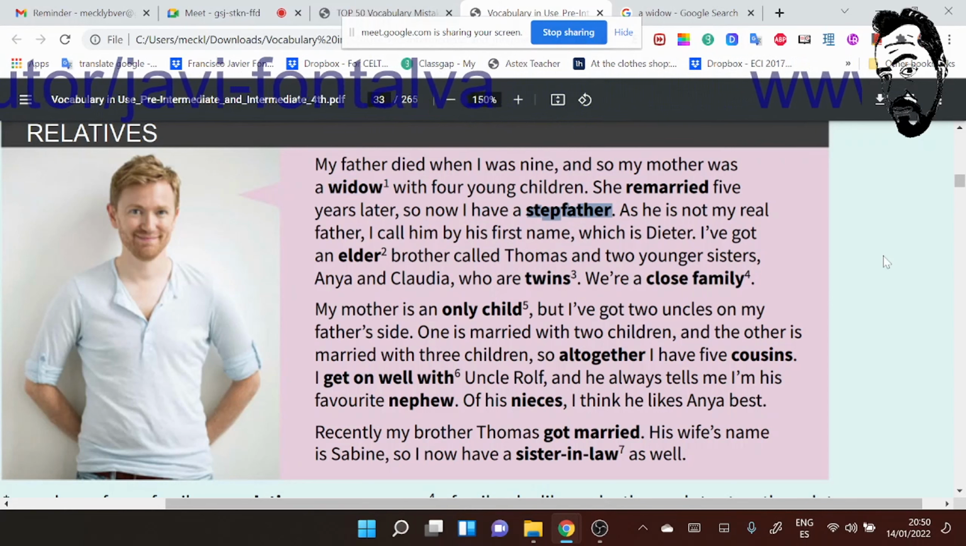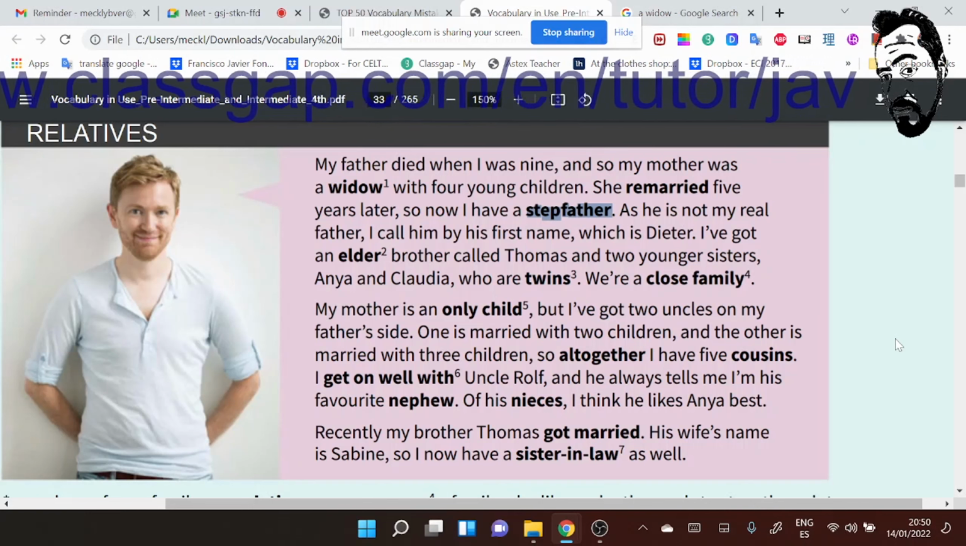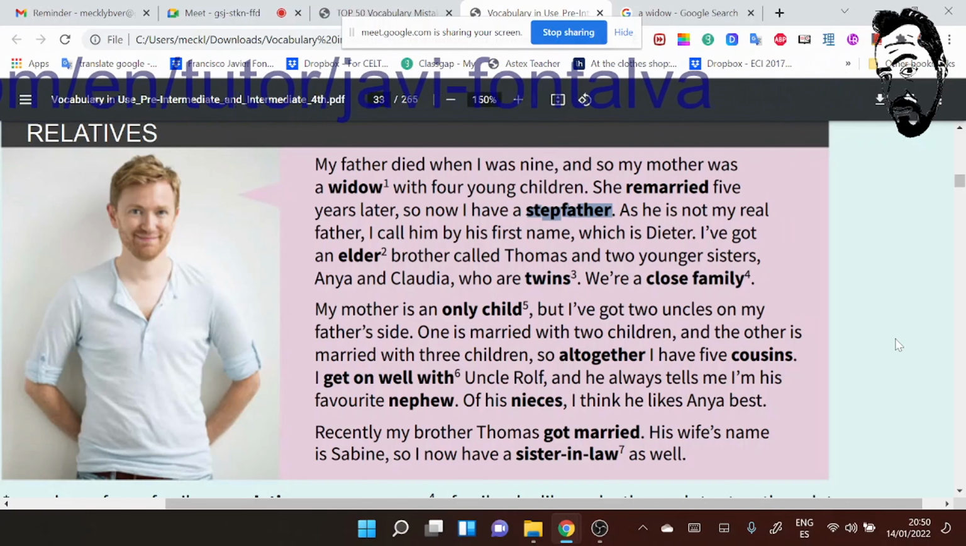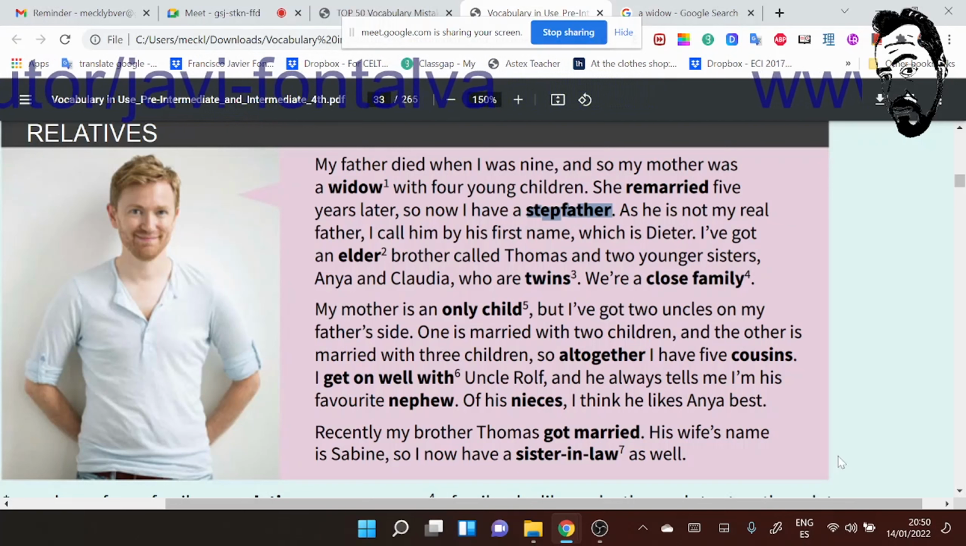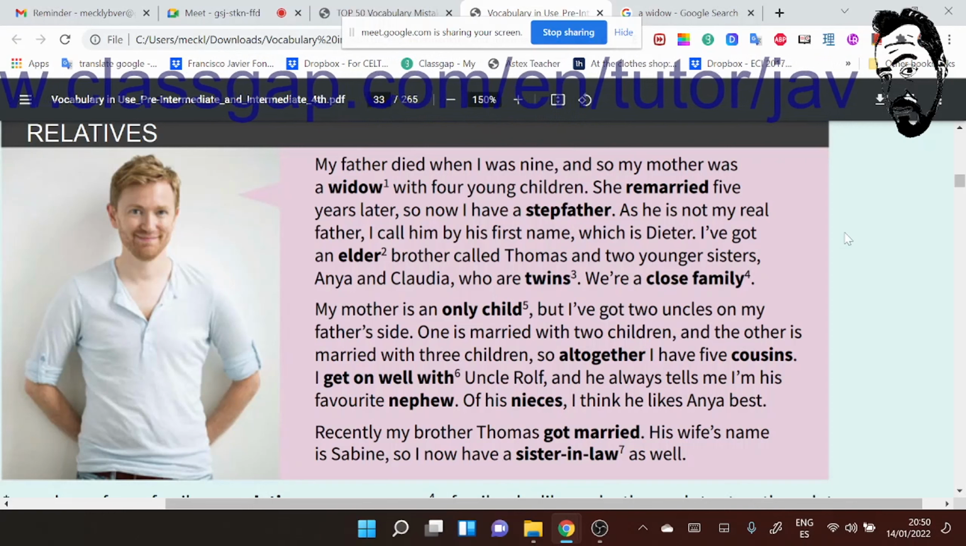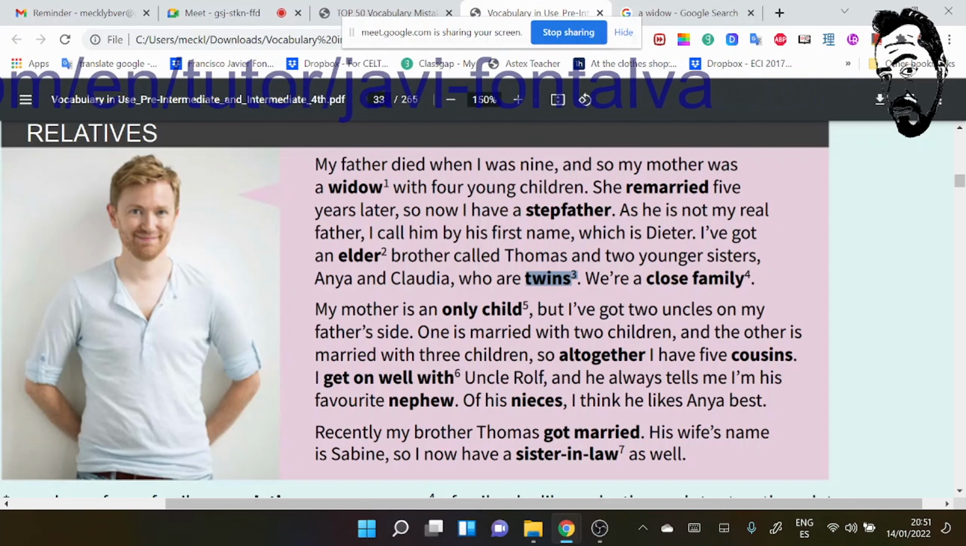If your mother is with a man that is not your father, we call him stepfather. So you have a stepfather, a stepmother, a stepbrother, a stepsister, etc. A lot of classmates have a stepfather. Nowadays it's very, very common.